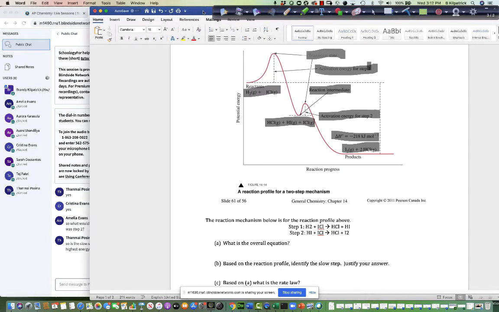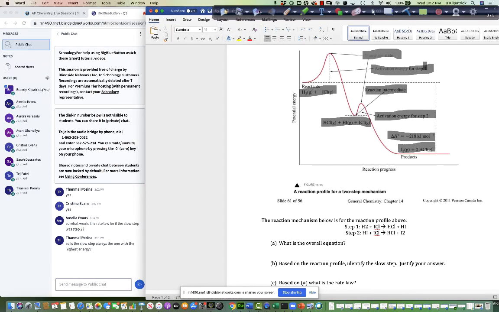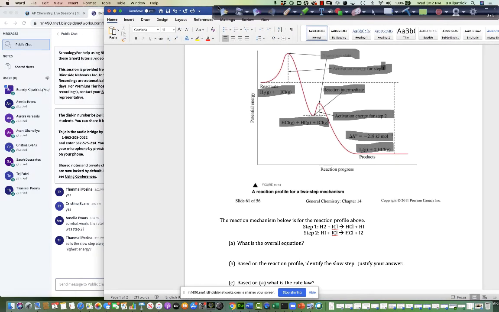Let's see. Yes, so if you are given the potential energy diagram, the step that has the highest amount of activation energy should be the slowest because it takes longer to get to that minimum amount of energy. So if you know that the activation energy is going to be high, it's going to be a slower step.